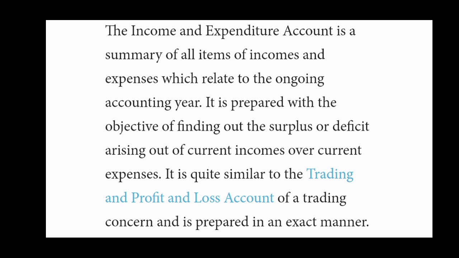Here it is prepared with the objective of finding out the surplus or deficit. It means the main objective of the income and expenditure account is to find out the difference, the surplus or deficit of the NPO. What is the real surplus, what is the real deficit of the firm in the current year, like net profit, net loss. But here we cannot write net profit, net loss because it's an NPO. It is quite similar to the trading and profit and loss account.